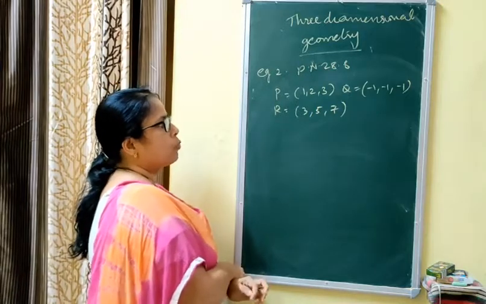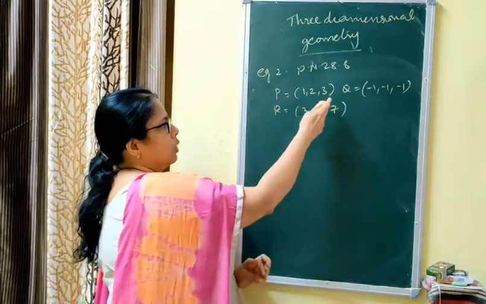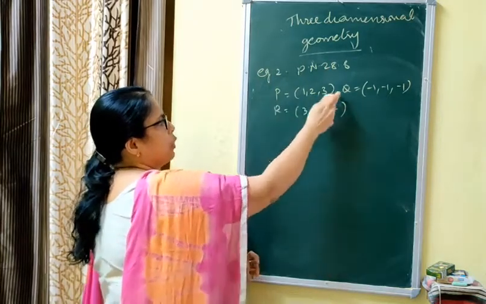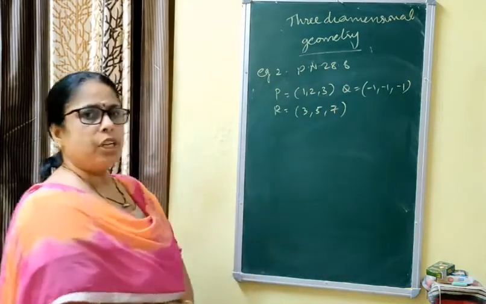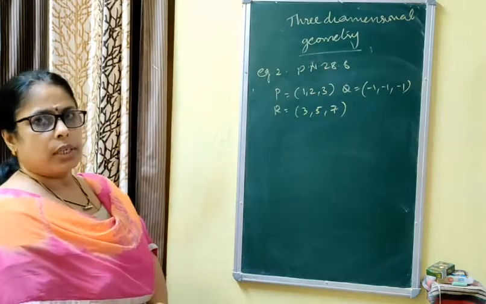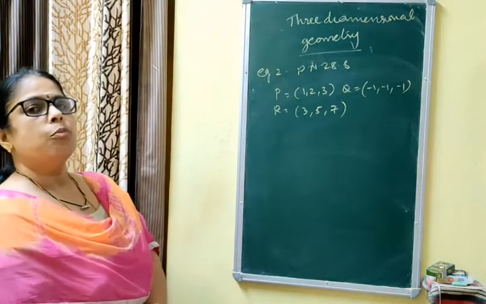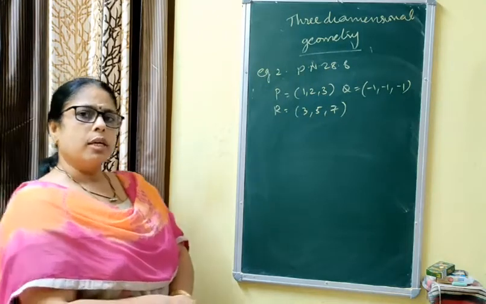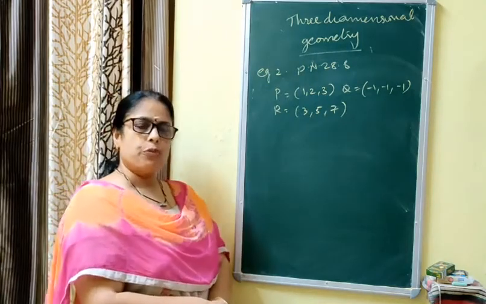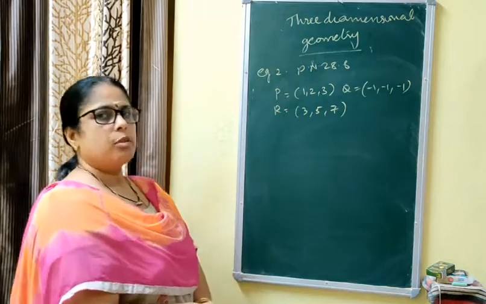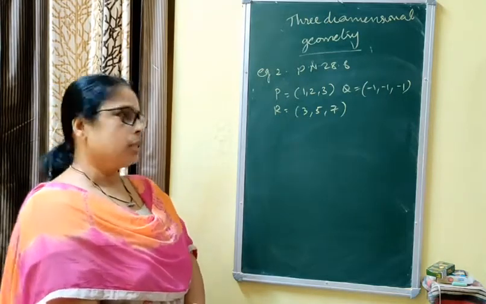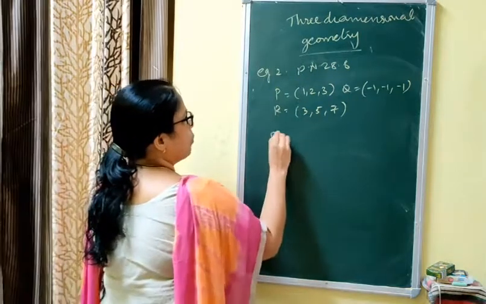If you can prove that the sum of any two lengths is equal to the third length, then the points are collinear. That is, we can find PQ, QR and PR. If A, B, C are collinear, then AB plus BC equals AC; that means the sum of any two lengths equals the third length. Before that, let us find PQ.